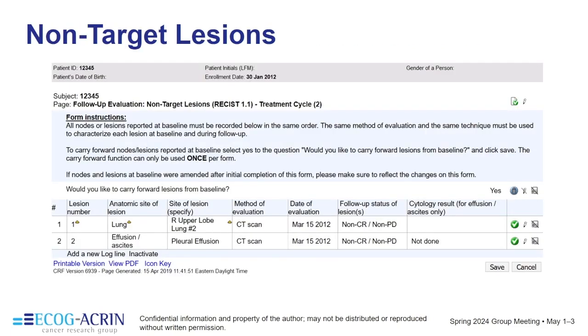Then we have our non-target lesions, which are similar. These will have a section for you to report what the status of them is. So if they're non-CR/non-progressive disease versus complete response or progressive disease. Non-target lesions only have those three options.